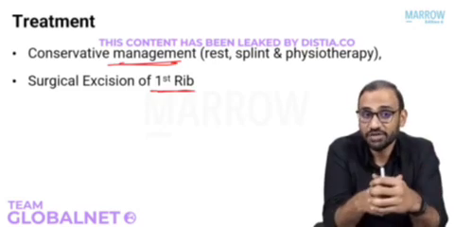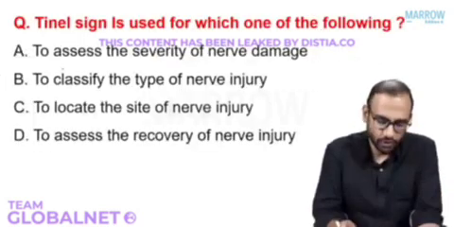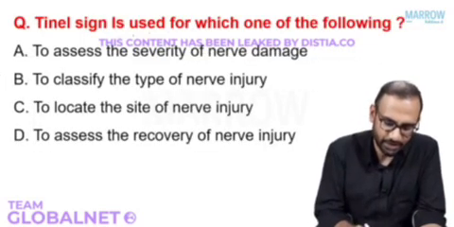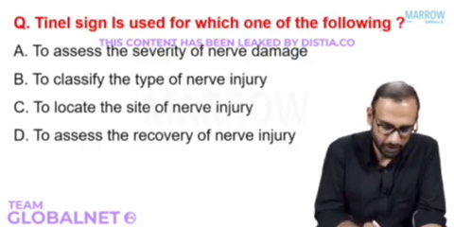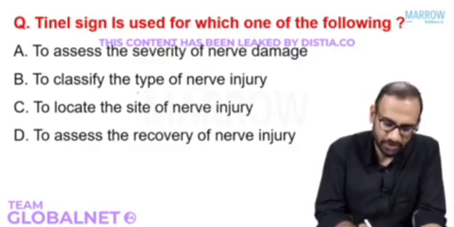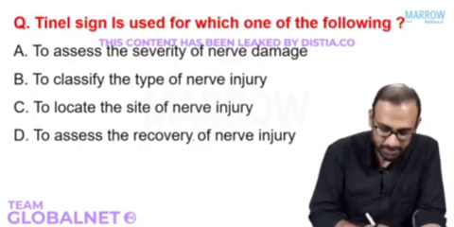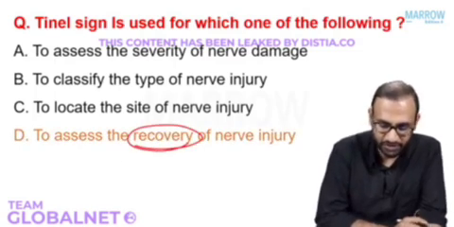Now let's practice a few MCQs in order to appreciate what we have picked up today. Now let's look at the first question. Tinel sign is used for which one of the following? To assess the severity of nerve damage, to classify the type of nerve injury, to locate the site of nerve injury, or to assess the recovery of nerve injury. The correct answer is to assess the recovery of the nerve injury, right?